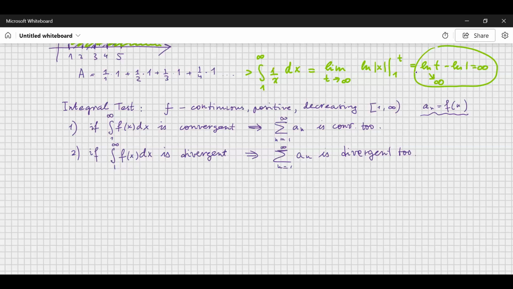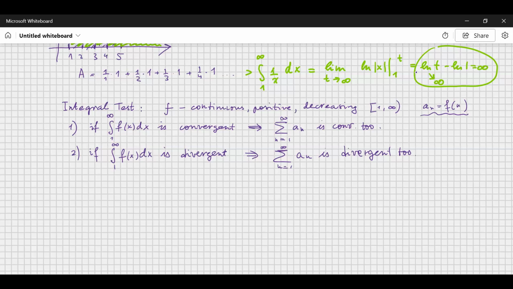This way, we are going to show that either the sum is less than a number or the sum is greater than infinity. Why do we need continuous, positive, and decreasing? If the function is not decreasing, we are going to violate the divergence test. Remember, the divergence test tells us that if the limit of a term does not go to zero, the series is divergent. If the function is not decreasing, it doesn't go to zero, and the series is divergent.